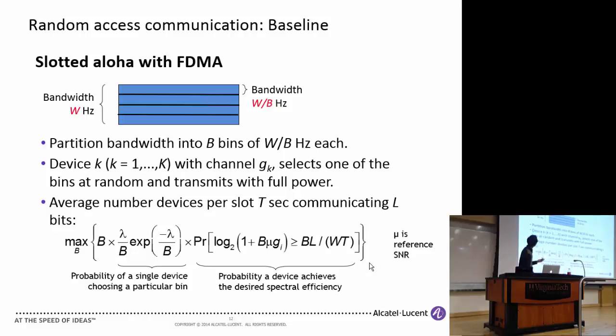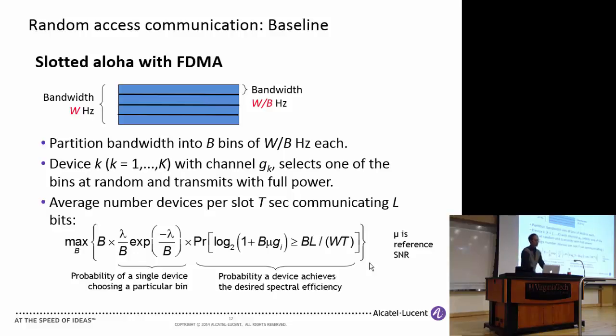So here we have our resources, and we have, say, 1 megahertz of bandwidth. We're going to look at a conventional technique known as slotted ALOHA with frequency division multiple access. What this means is that we have our spectrum, and we partition it into capital B bins of bandwidth W over B hertz. B is a parameter that we'll design. Each device has some known channel, the realization of the wireless channel between the device and the base station, G of K. And that device will select one of those capital B bins to transmit on.